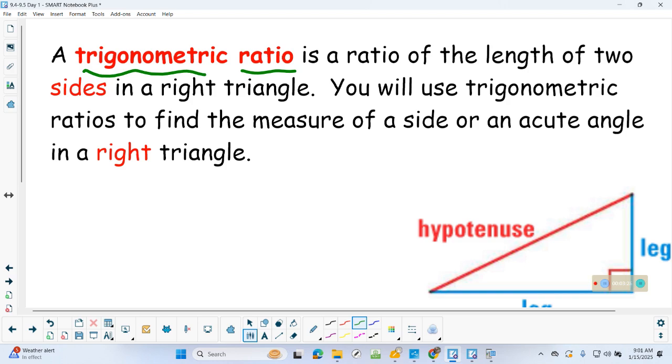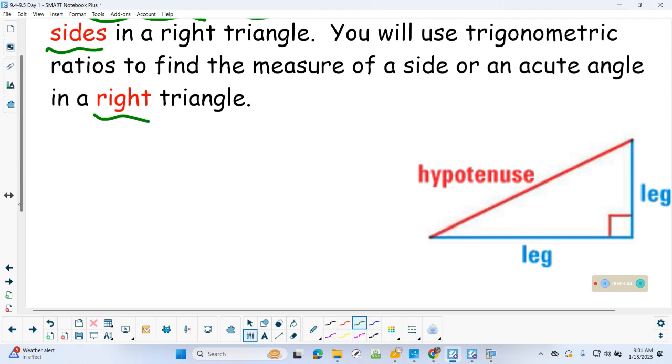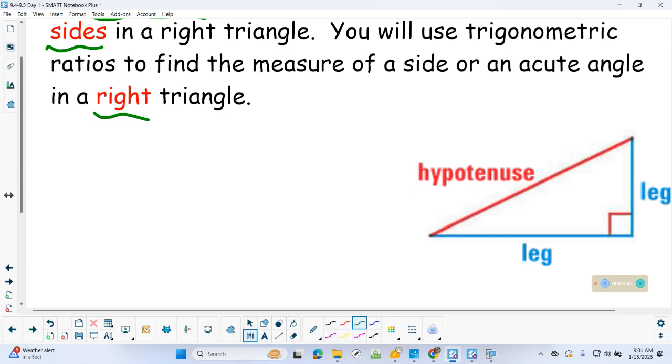So it's the ratio of the length of 2 sides. So you are comparing 2 sides on the triangle. I'm going to have 2 side lengths in my fraction today. You'll use trigonometric ratios to find the measure of a side or an acute angle in a right triangle. It has to be a right triangle. Everything this chapter is a right triangle, let's get honest. We will show you in the next chapter, if it's not a right triangle, how you can find the sides and angles, but that's another chapter for another time, okay?